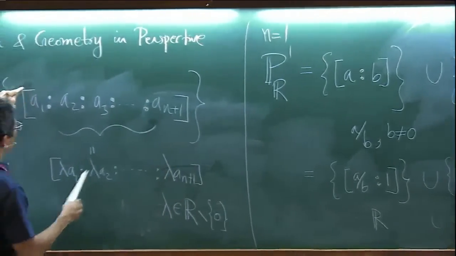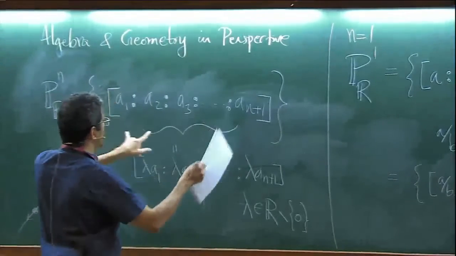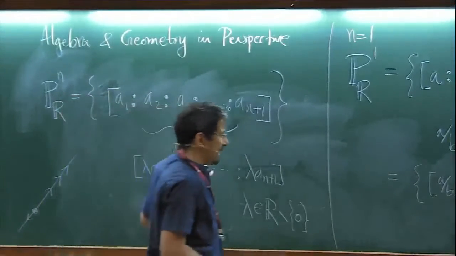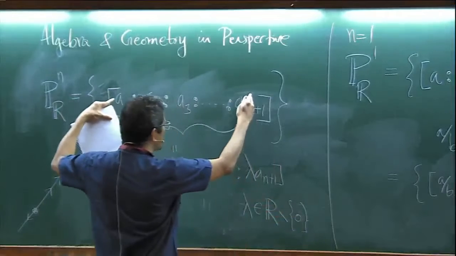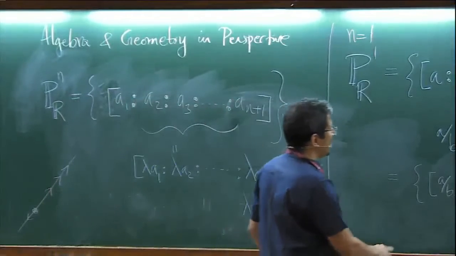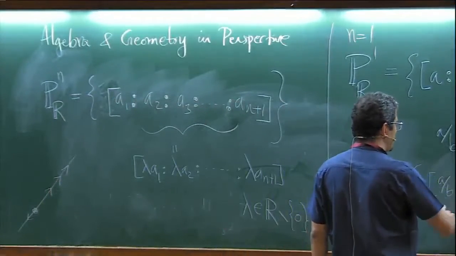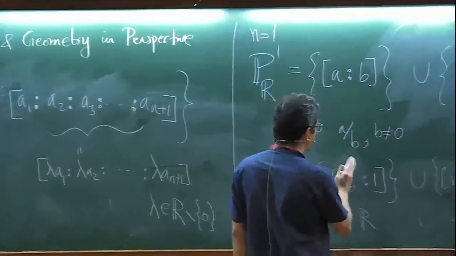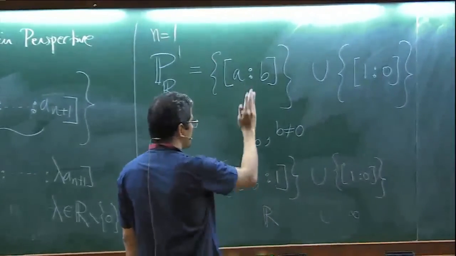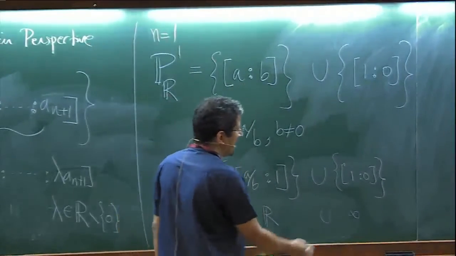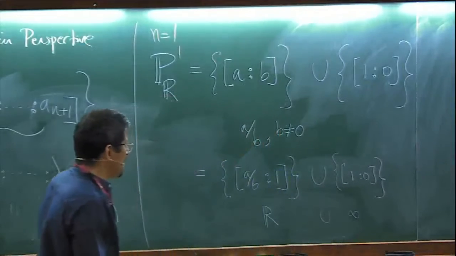My notation is that when I write square brackets like this, it means that this is the same as this. And what I'm really looking at is the one-dimensional subspace generated by them. And therefore, this gives me a one-dimensional subspace. But really, don't think of them as one-dimensional subspaces. Just think of them as ratios. When you think of them as ratios, then this is just a real number. And this is the infinity ratio.